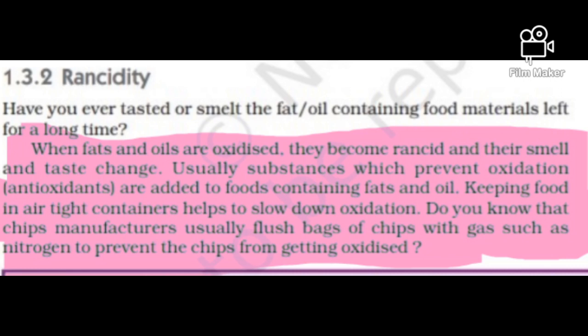So how can rancidity be controlled? Rancidity can be controlled by avoiding the oxidation. Either the edible things are packed in vacuumed airtight boxes, or they can be flushed with or packed with antioxidants or the things that avoid oxidation. Okay, that's why in the chips packets the amount of chips is less, and the amount of air, that is not air actually, that is the nitrogen that is flushed into the chips packets. So that is all for this chapter.